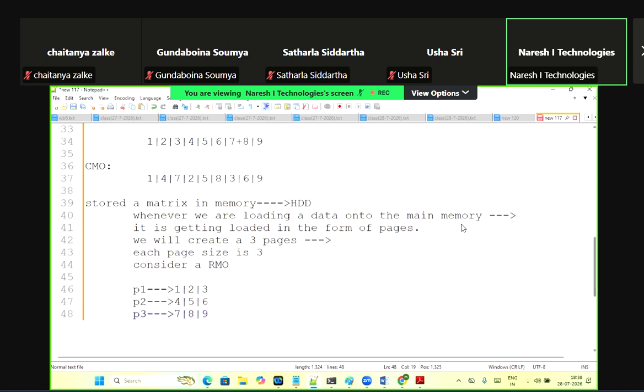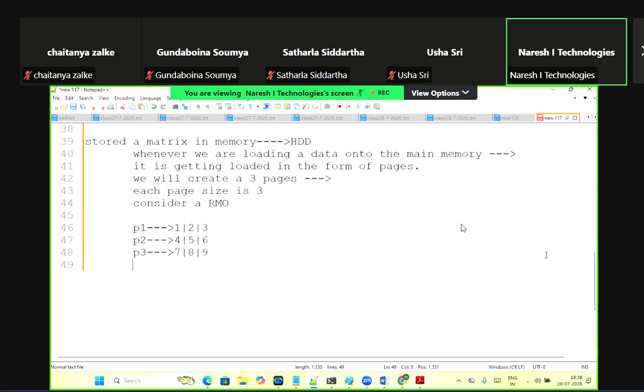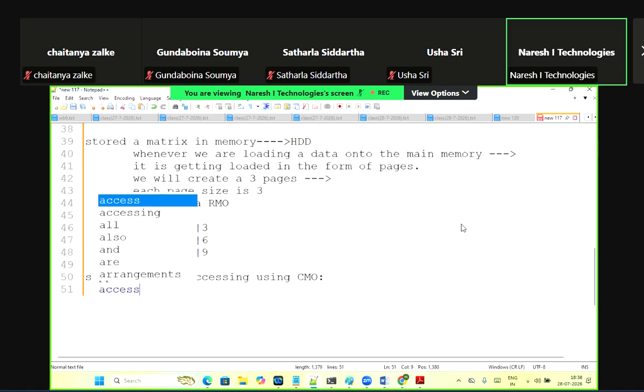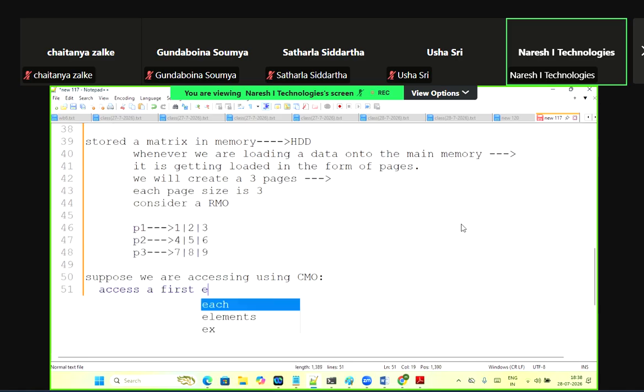Now, what will happen now in this case? Let's take suppose we are accessing using CMO. My data is stored in a row major order, and I'm trying to access a particular data column wise. Correct? So problem kya hota hai guys? Let's take. We know that access a first element. First element will be one, right?